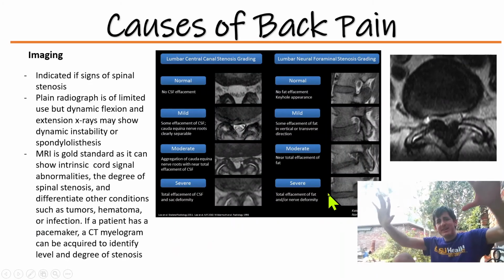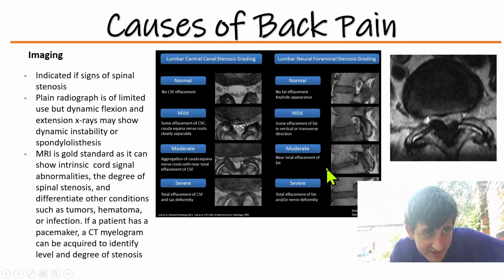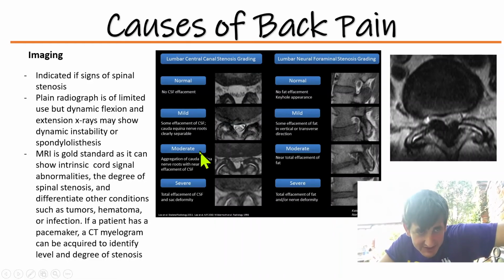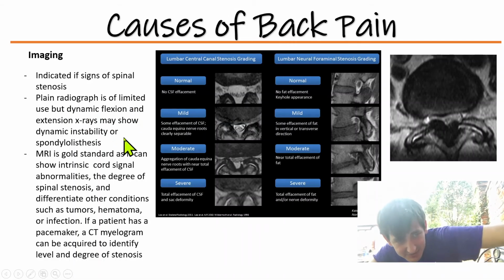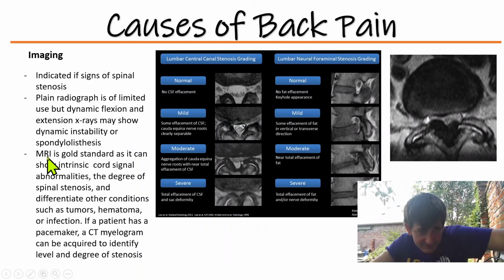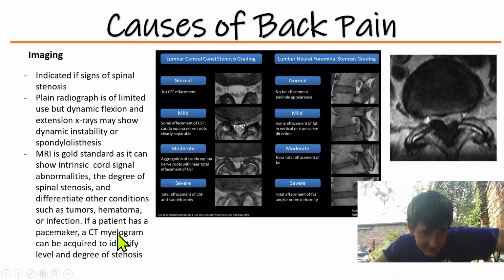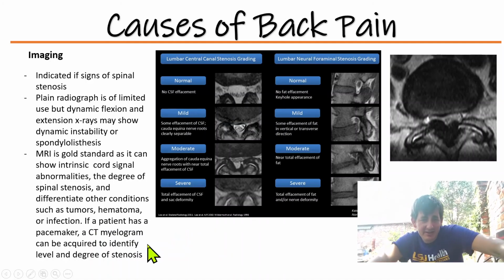All right, so now imaging. This is cool, I love radiology. You need to get some imaging if you think that this patient has spinal stenosis. Plain radiograph is often of limited use, but dynamic flexion and extension x-rays may show dynamic instability or spondylolisthesis. MRI is your gold standard, y'all. It can show intrinsic cord signal abnormalities, the degree of spinal stenosis, and other things you can look for that could be more dangerous. If the patient has a pacemaker, CT myelogram can be done as well.